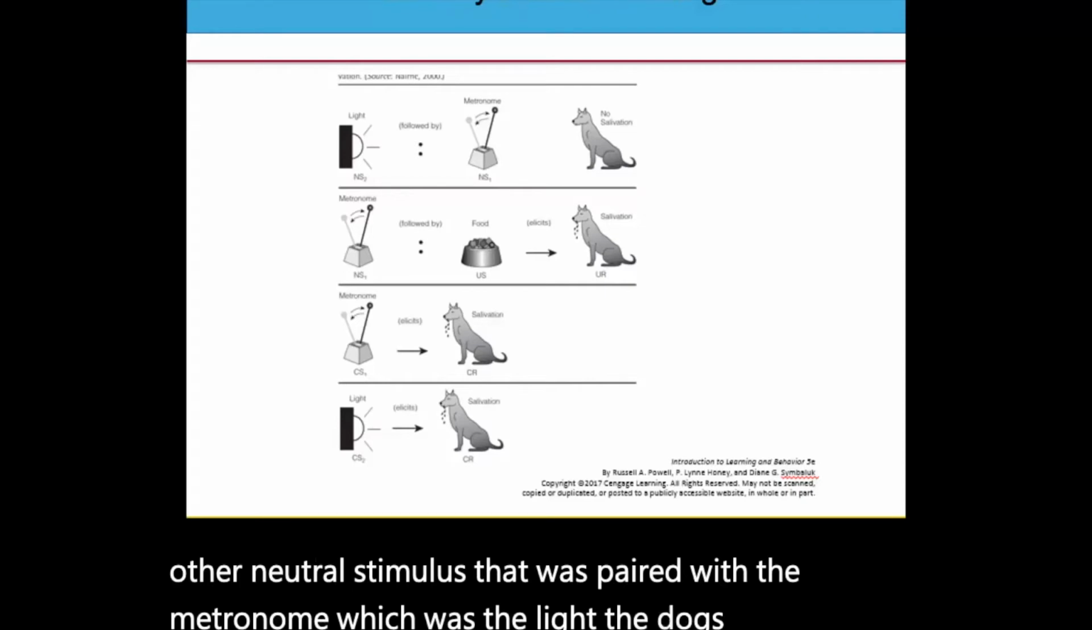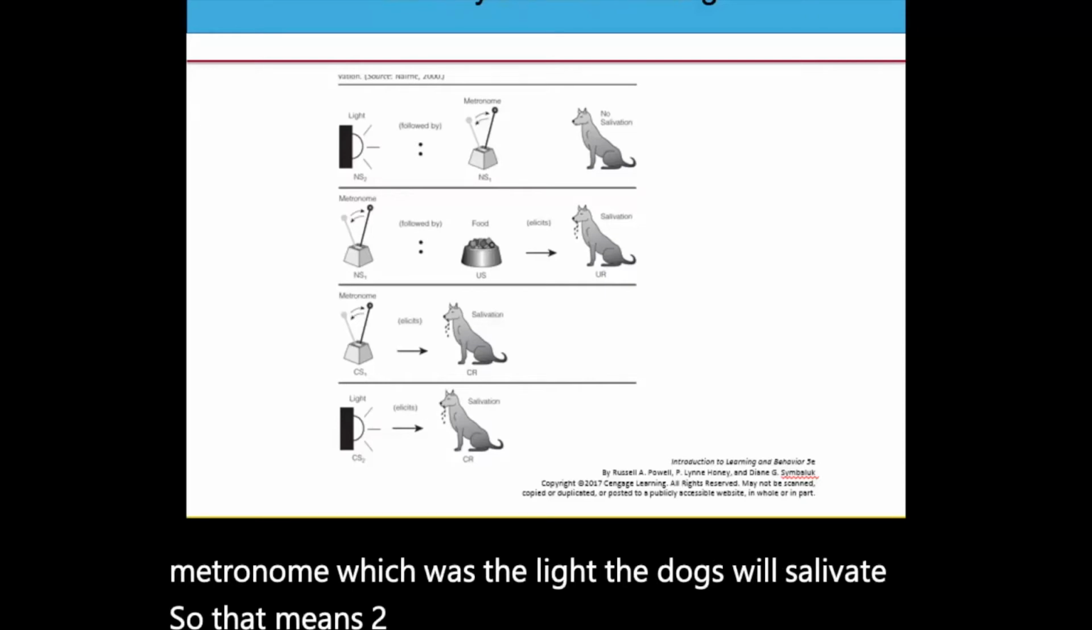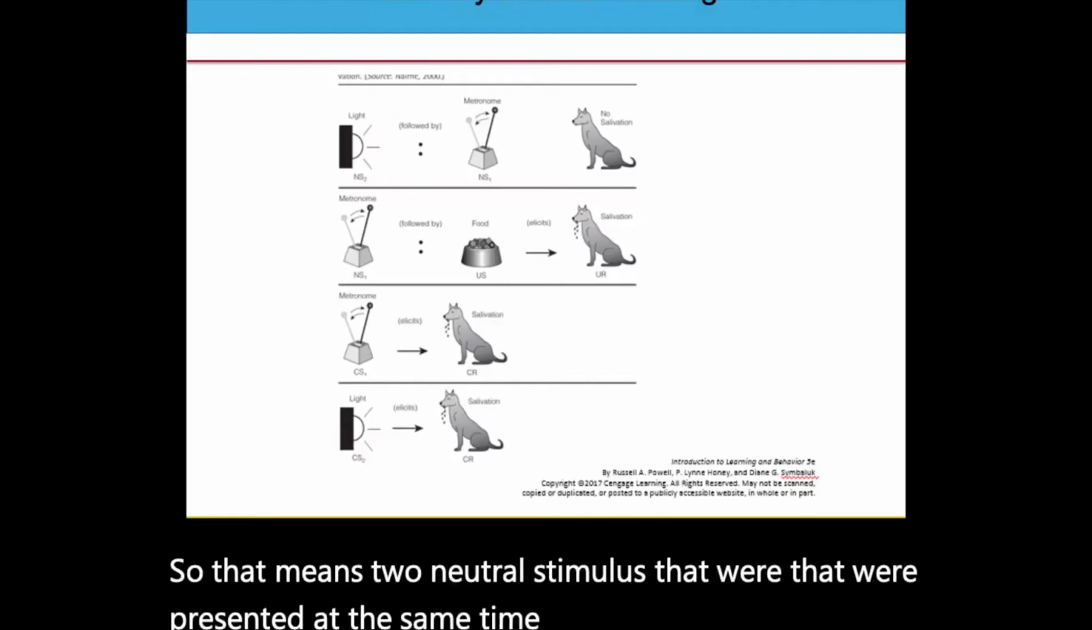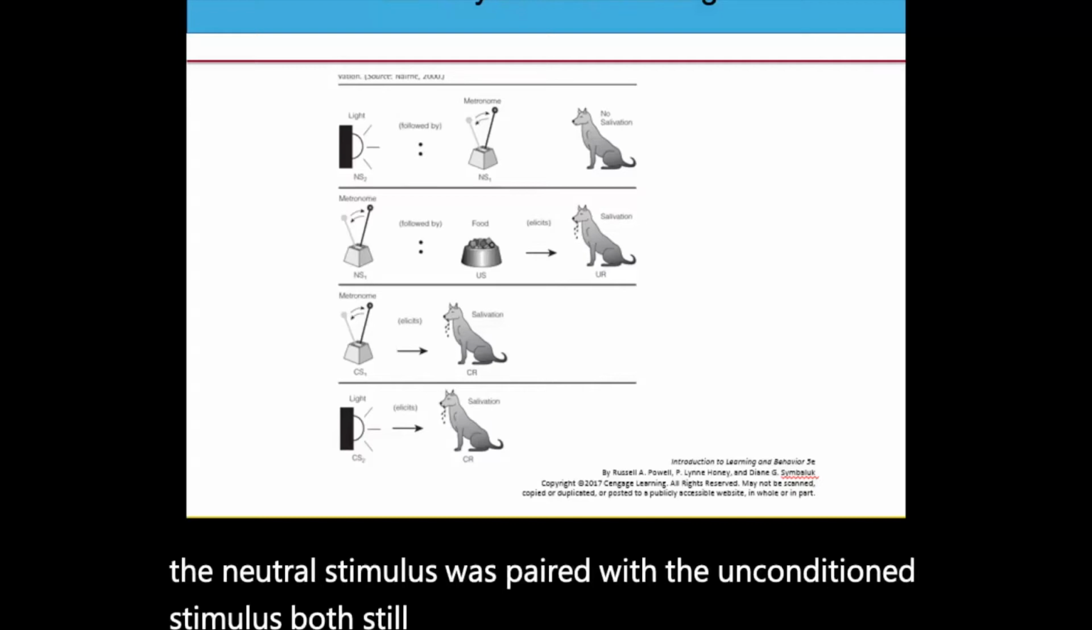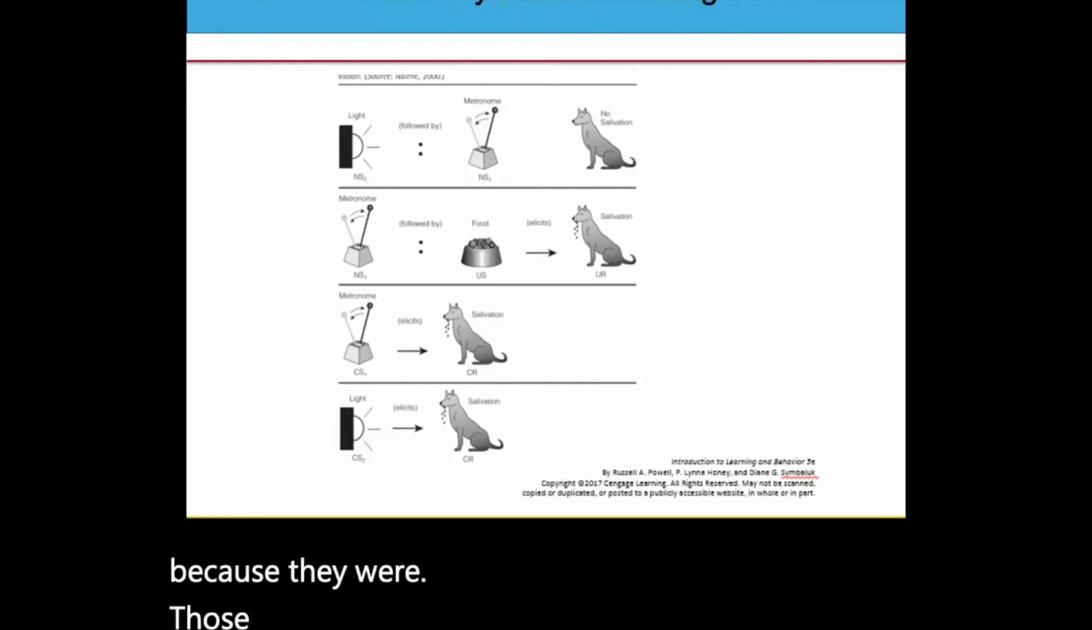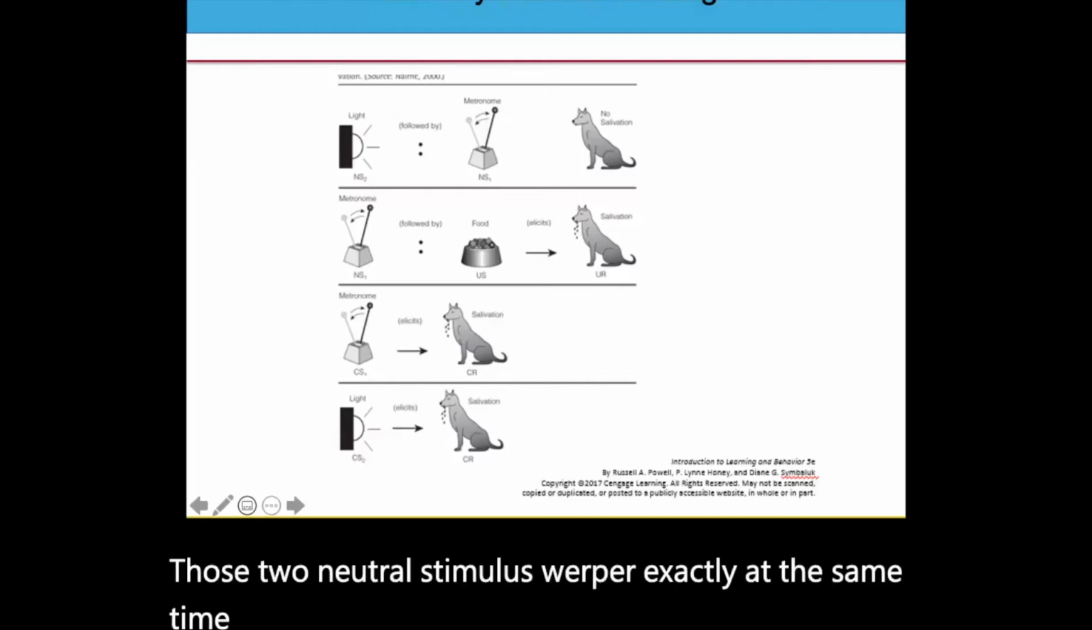So that means two neutral stimuli that were presented at the same time, even though only one of the neutral stimuli was paired with an unconditioned stimulus, both will still elicit the conditioned response because those two neutral stimuli were paired exactly at the same time, prior to presenting the unconditioned stimulus, prior to what we call acquisition.